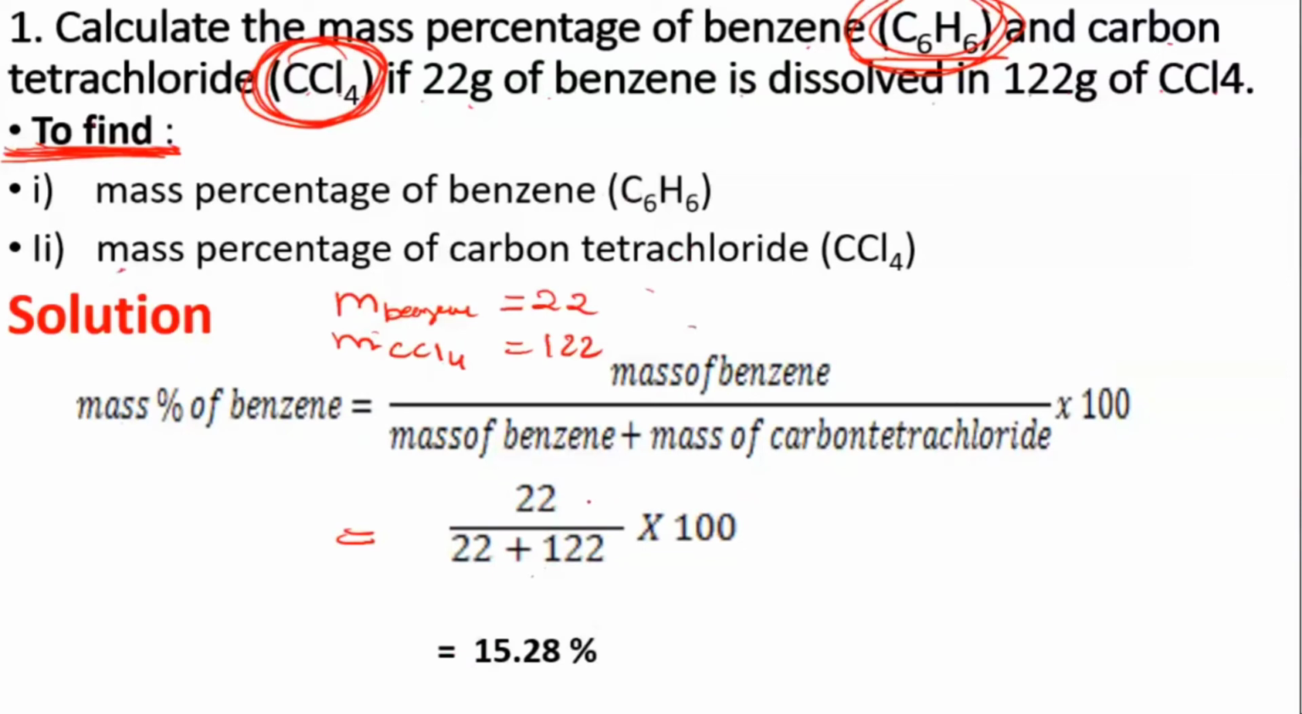Not required, no? Yesterday, if you remember, I told you something. If it is out of 100 and they ask you both the things, then you can calculate the one and the other one, how are you going to calculate? Very good, correct. So for the mass percentage of carbon tetrachloride, we need not sit and do it this way. You can directly do 100 minus 15.28, and whatever answer you get will be the mass percentage of carbon tetrachloride.